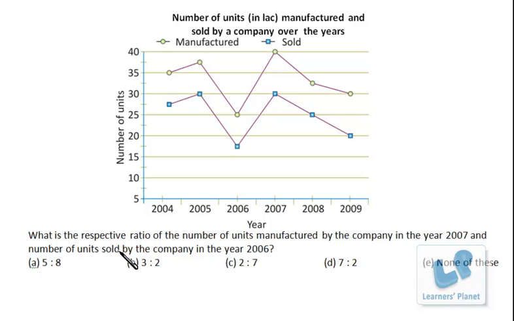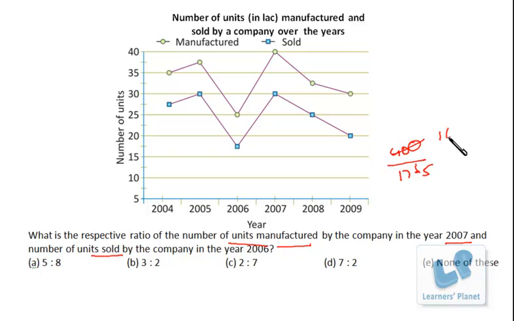Now, what is the respective ratio of the number of units manufactured by the company in the year 2007 and number of units sold by the company in 2006? So, in this case, we have to take the number of units manufactured. In 2007, the number of units manufactured were 40, right? Now, in the year 2006, we have to see units sold. So, in 2006, units sold were 17.5, right? So this is the ratio of these two data, right?